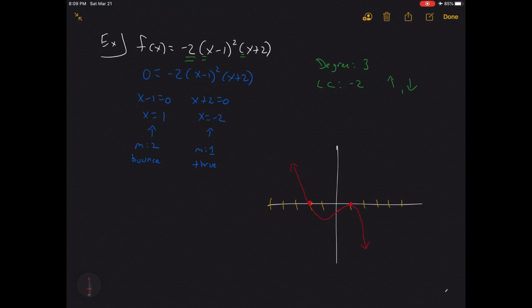All right, so those are the things that you're looking for in the graphs. If you got that general idea, then you should be doing pretty good. That is the end of 3.2.